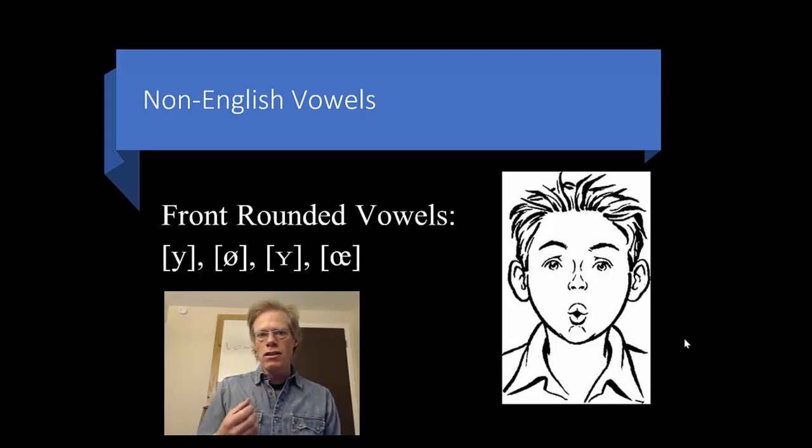So in a previous video, I talked about how all of the round vowels in English are with the tongue in the back of the mouth. So they are back rounded vowels. But of course, other languages have front rounded vowels.